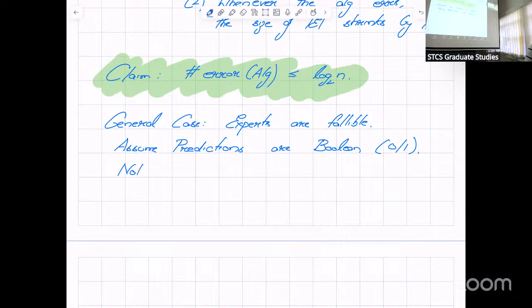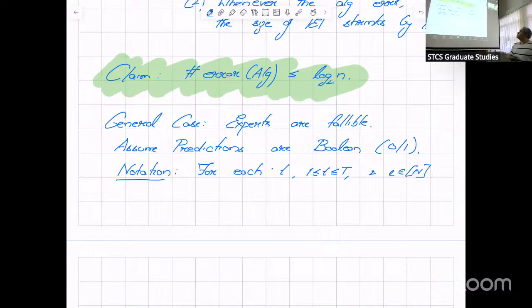Now let's set up some notation. For each t between 1 and capital T, and each i which is an expert, let m with subscript t i, m_t^i, be 0 if the ith expert wins and 1 otherwise. So this is basically the loss of the ith expert.